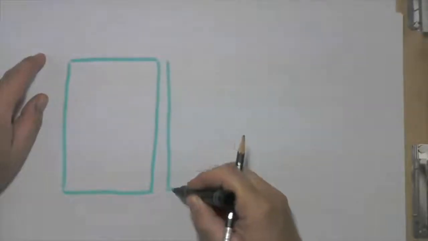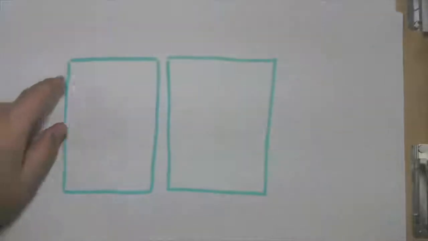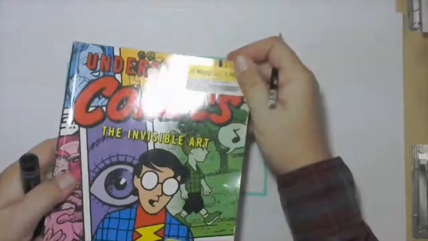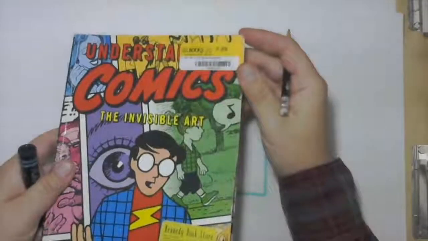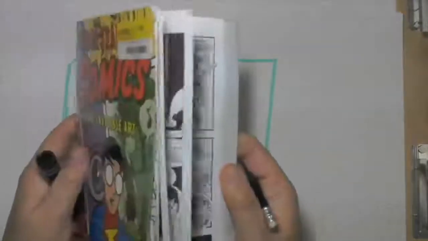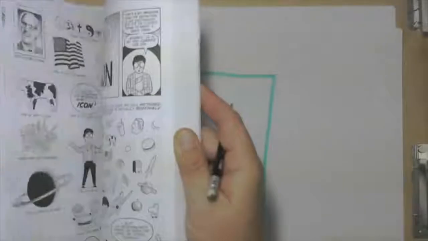Only 2 panels that we have. How much time can we actually show passing between those panels? There's a really wonderful book, for those of you who love comics and sequential art, called Understanding Comics, The Invisible Art. In this book, written by Scott McCloud, he talks about the passing of time.